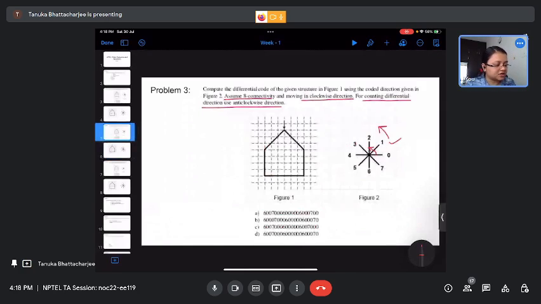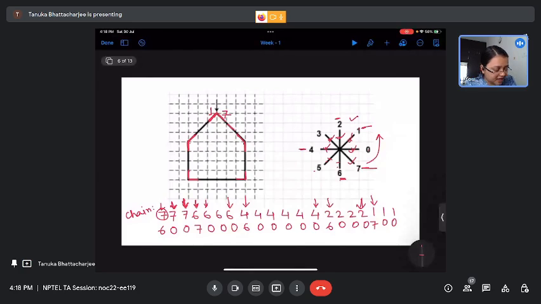The entire differential chain code that we have for this particular figure comes out to be this: 6 0 0 7 0 0 0 6, then 5 zeros, then 6 3 zeros, 7 0 0. This is the final differential chain code for this particular figure. So, I will stop for 1 minute here. If you have any questions or doubts, you can ask.